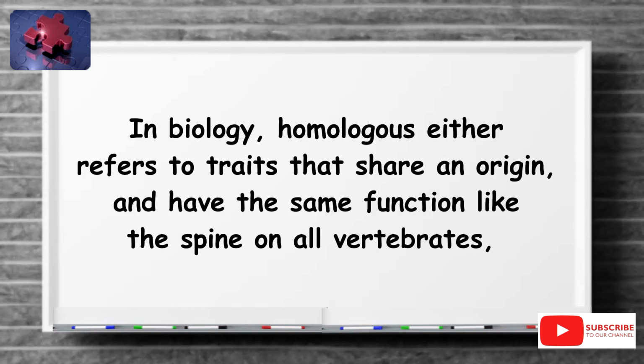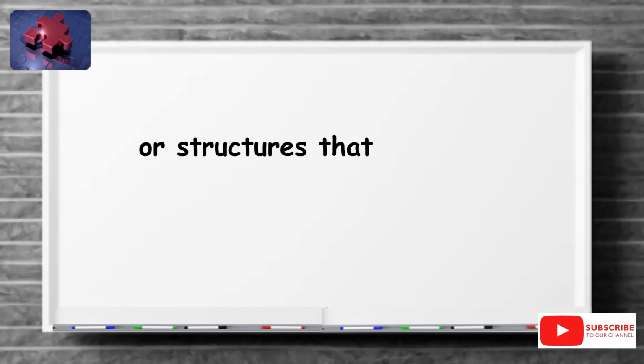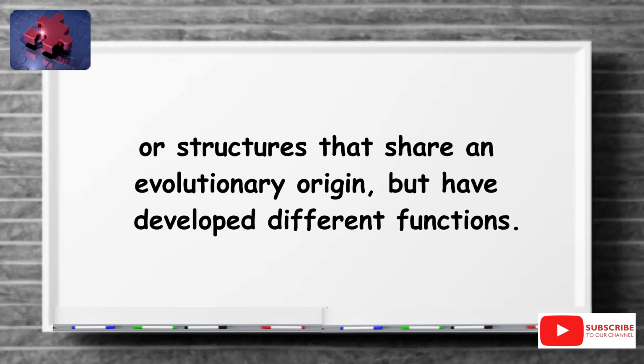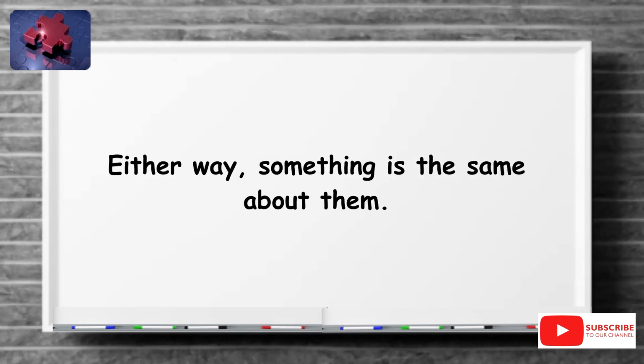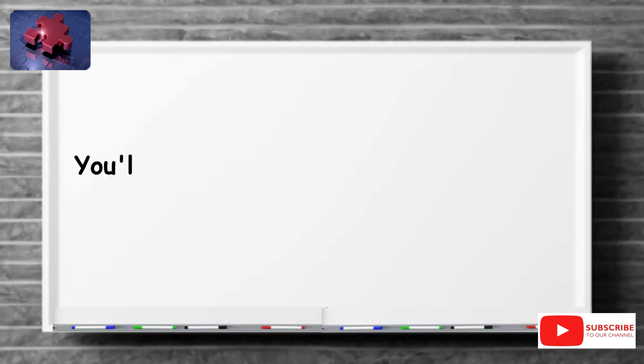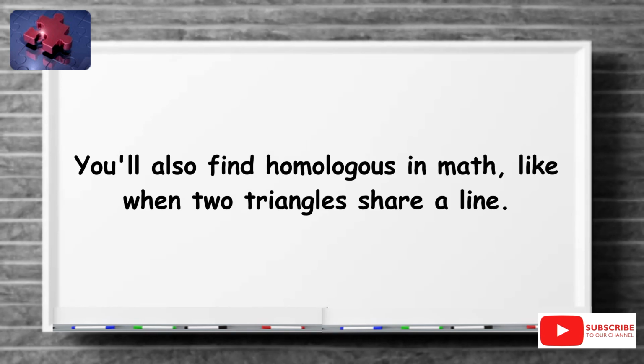In biology, homologous either refers to traits that share an origin and have the same function, like the spine on all vertebrates, or structures that share an evolutionary origin but have developed different functions. Either way, something is the same about them. You'll also find homologous in math, like when two triangles share a line.